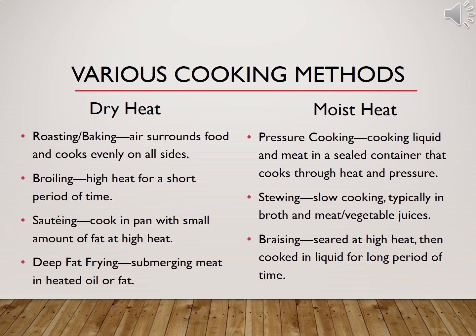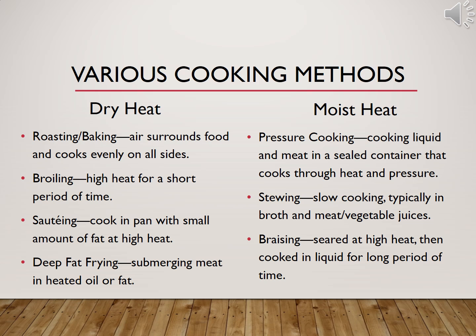For sautéing, you cook the food in a pan with a small amount of fat at a relatively high heat. With sautéing, it's essential to keep food moving to prevent overcooking of one area, and this is going to be ideal for smaller chunks or pieces of meat.